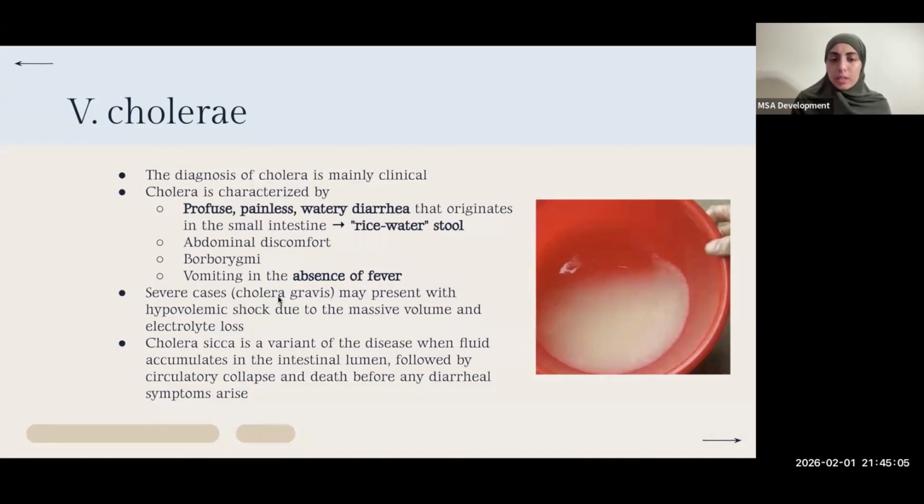There are some severe cases called cholera gravis, and these could present with hypovolemic shock because the diarrhea is very profuse. They're losing so much fluid in the stool, okay? So they may get hypovolemic shock.